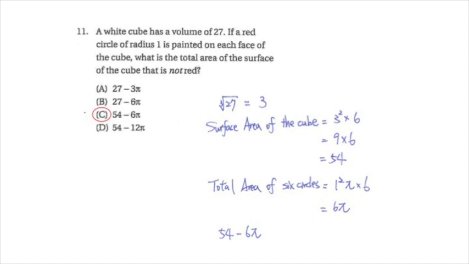So the surface area of the cube is 3 squared times 6, since we have 6 faces on the cube, and that equals to 54. And the total area of the 6 circles drawn equals to 1 squared pi, which is the area of the circle, times 6, since we have 6 circles, which equals to 6 pi. So the area that is not red equals to 54 minus 6 pi.